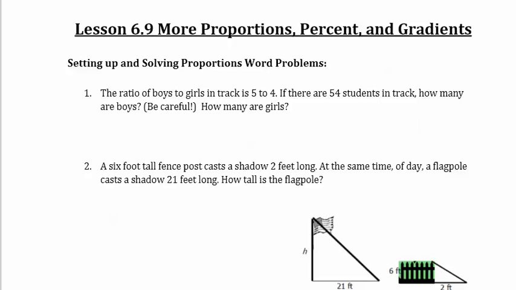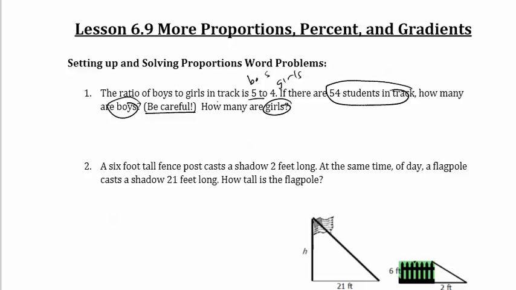And these are just more proportions problems, setting up the word problems and making sure that we are identifying the important things. So it says the ratio of boys to girls in track is 5 to 4. Okay, so 5 boys to 4 girls. If there are 54 students in track total, how many are boys? So it wants to know how many are boys, and then it says be careful because there's a trick, and then it also asks how many are girls. So we want to know the boys, and then we want to know the girls.